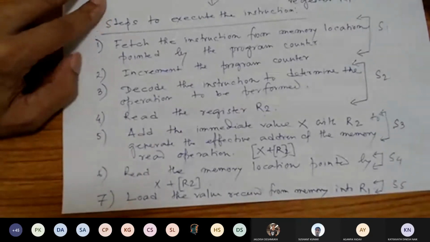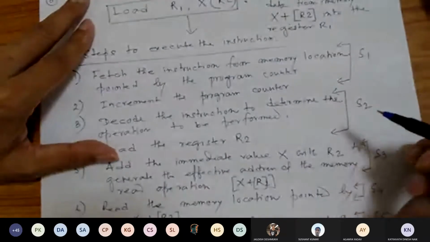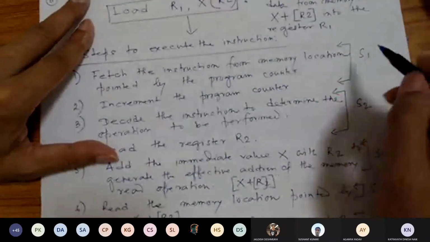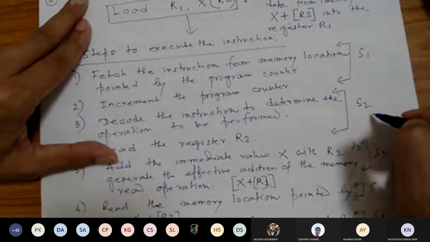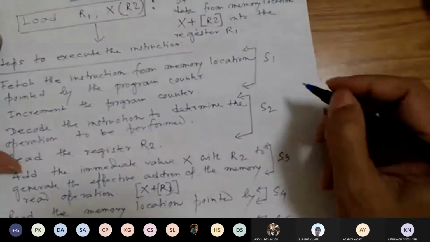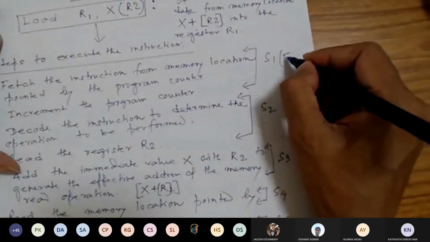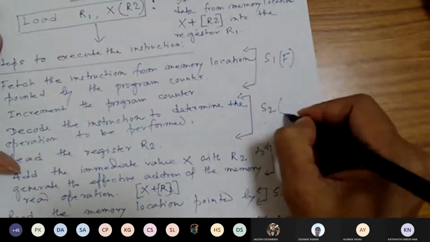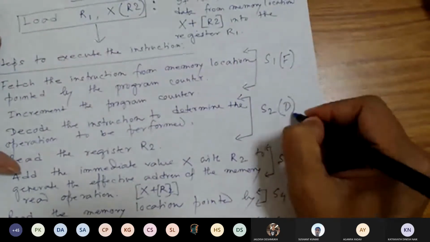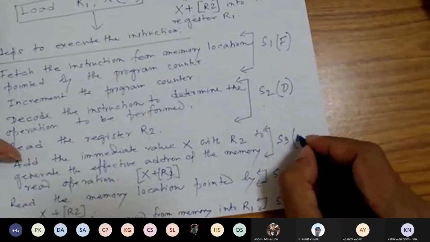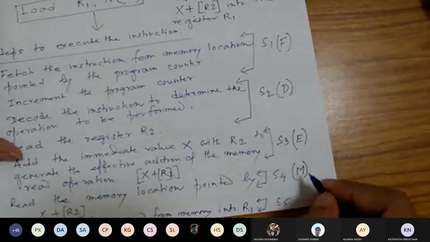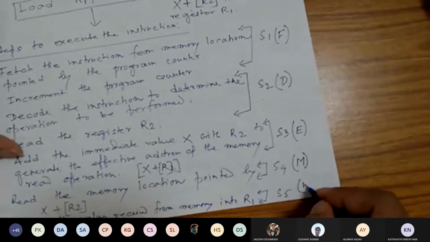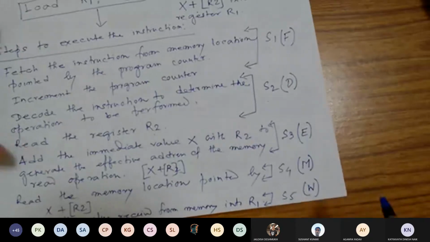So with respect to this particular instruction, we divide the instruction now into stages. These are steps. Now these are stages. Stage S1, stage S2, stage S3, stage S4, stage 5. Now if you try to correlate, this one looks to be a stage like fetch. This one looks to be the stage called decode. This one looks to be the stage called execute. This one looks to be the stage called memory. This one looks to be the stage called write back. You'll have to understand these correlations.